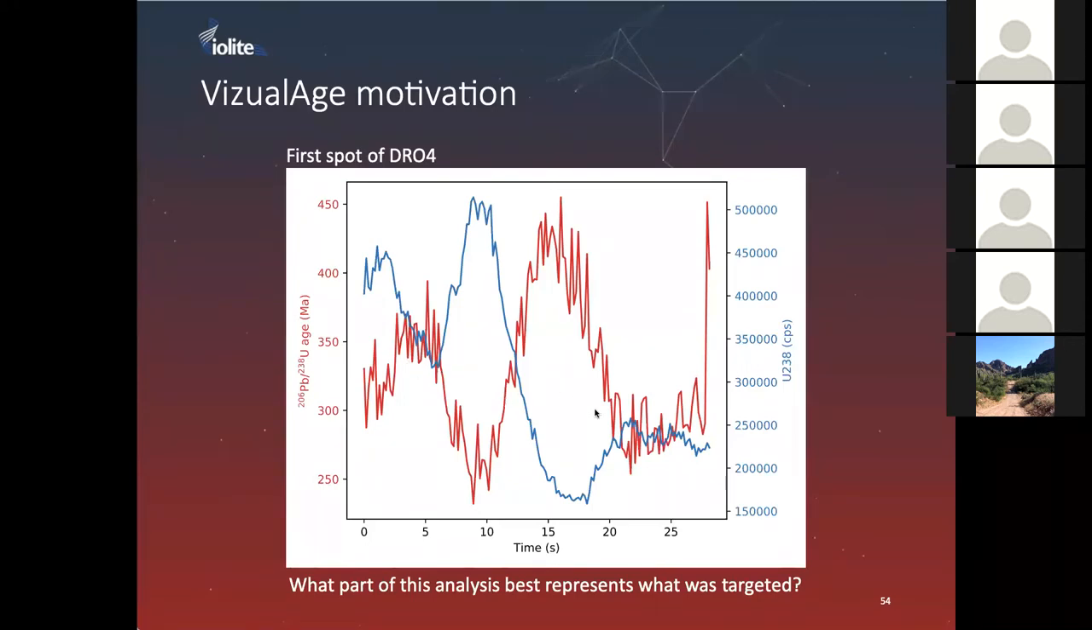And then we have a bunch of other parts that are somewhere in between, but all different. So the question is, what part of this analysis best represents what we originally targeted when we put this spot on a zircon? And it's definitely not clear. The point that I want to make is that once you move away from analyzing reference materials and start analyzing real samples, things get complicated really fast. I didn't have to look very hard to find this example. This is, in fact, the first spot from this DRO4 data set.